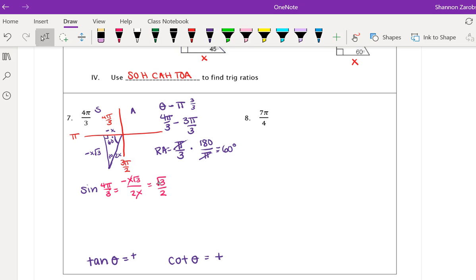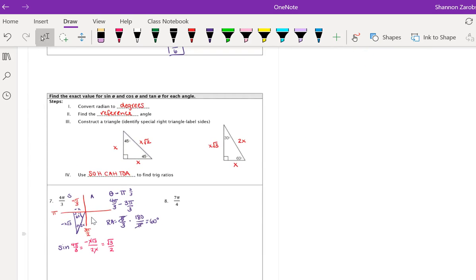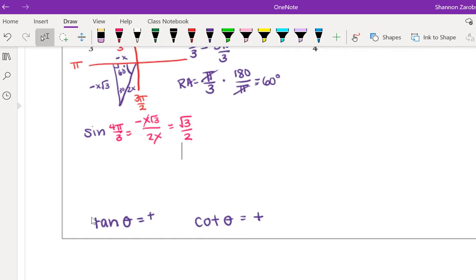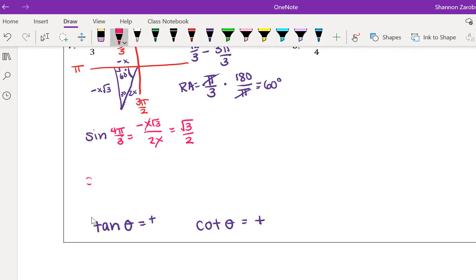Cosine. Actually, now that I think about it, I only need to find sine, cosine, and tangent, right? I don't need the reciprocal functions. Cosine of 4 pi over 3 is equal to adjacent over hypotenuse. So go back to your 60, and I'm taking negative x, which is my adjacent side, over my hypotenuse, which is 2x. The x's cancel, and I'm left with negative 1/2.